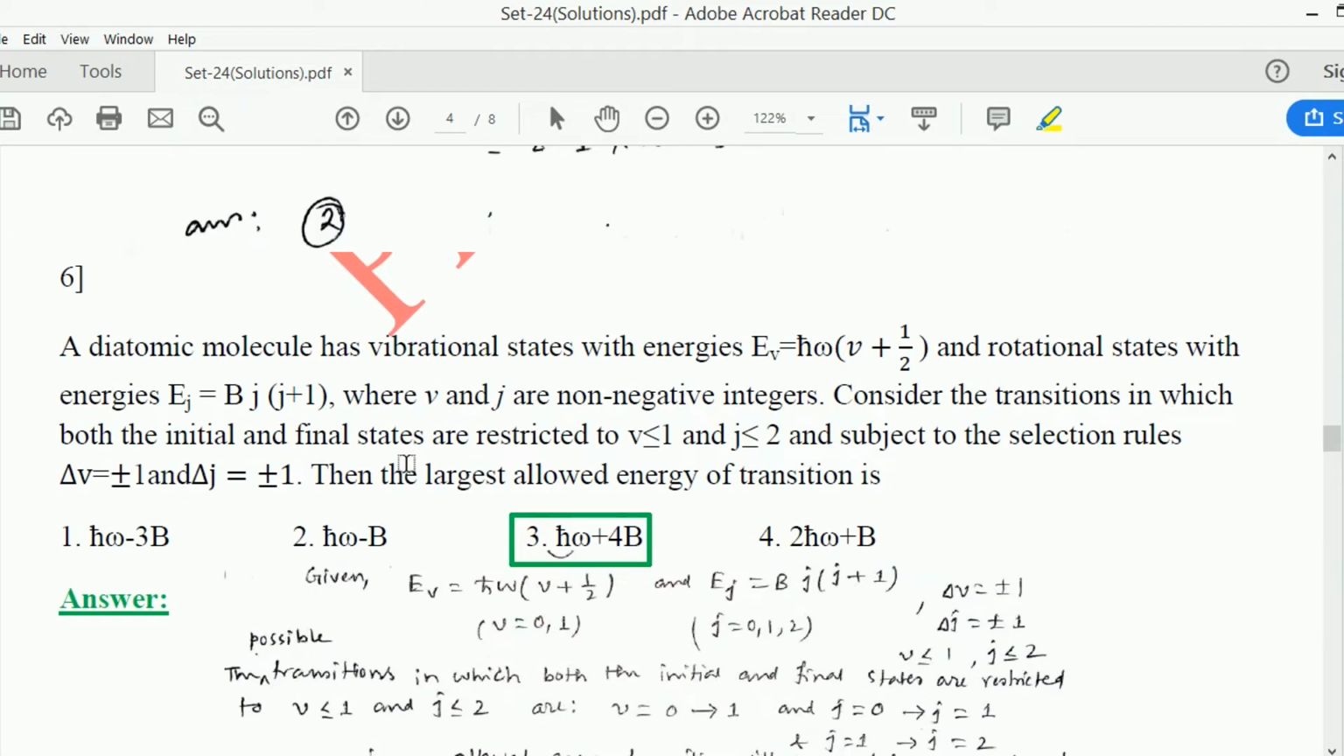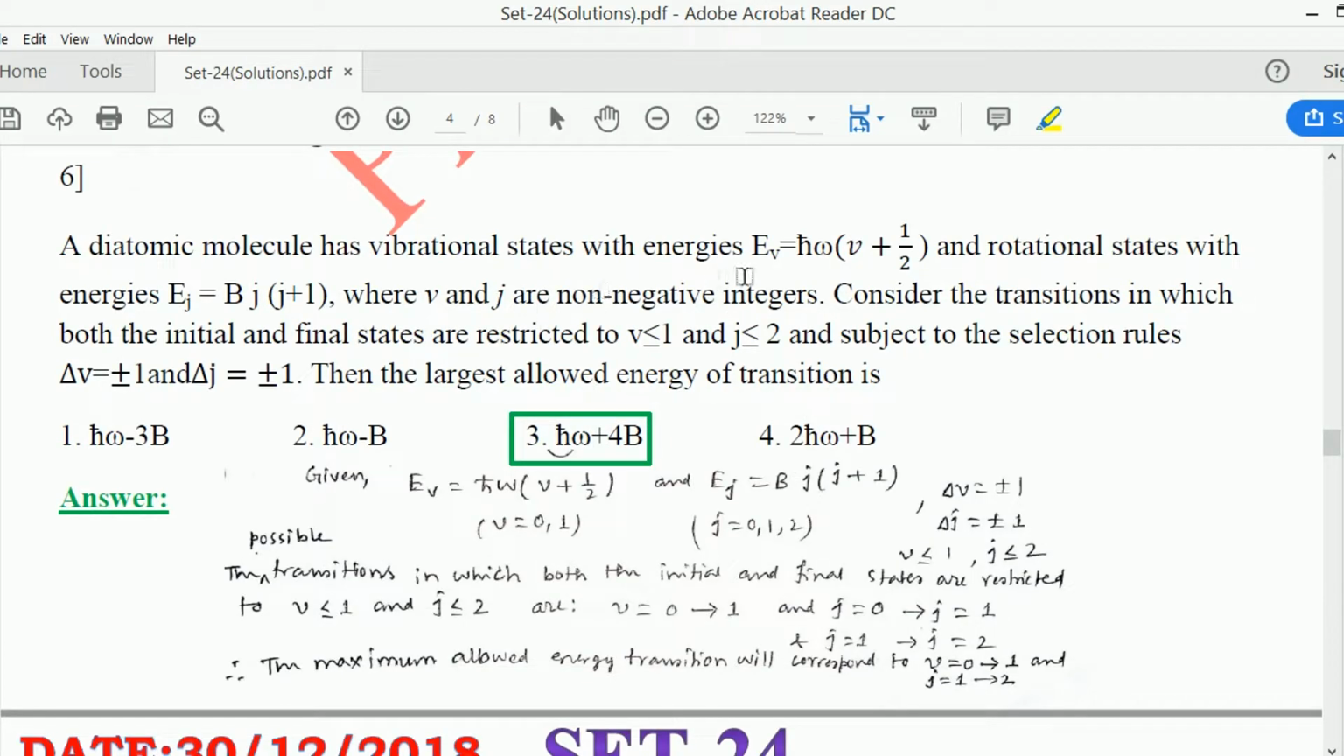Moving to question number 6. A diatomic molecule has vibrational states with energies EV equals h cut omega into V plus half, and rotational states with energy EJ equals B into J into J plus 1, where V and J are non-negative integers. Consider the transitions in which both the initial and final states are restricted to V less than or equal to 1 and J less than or equal to 2, and subject to the selection rules delta V equals plus minus 1 and delta J equals plus minus 1.